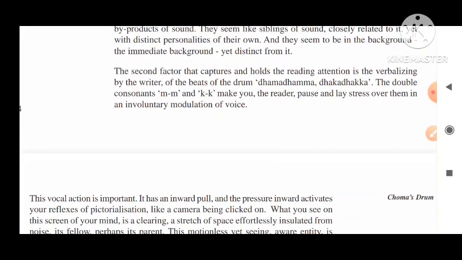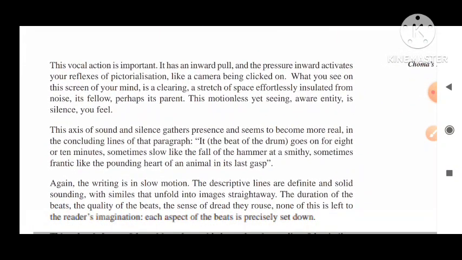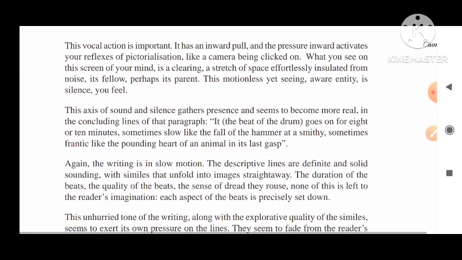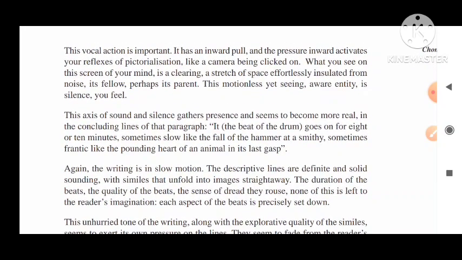The second factor that captures and holds the reader's attention is the verbalizing by the writer of the beats of the drum: dama dama, dhaka dhaka. The double consonants M and K make you, the reader, pause and lay stress over them in an involuntary modulation of voice. The voice action is important. It has an inward pull, and the pressure inward activates your reflexes of pictorialization, like a camera being clicked on.